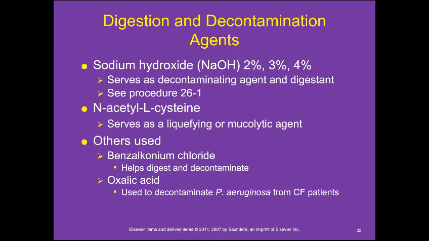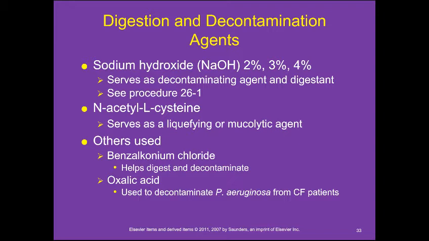Now, how to process your phlegm? You have to do digestion and decontamination process. Now, here are the agents that you should use. The sodium hydroxide or NaOH at 2% or 3% or 4% will do. This serves as a decontaminating agent and digestant.